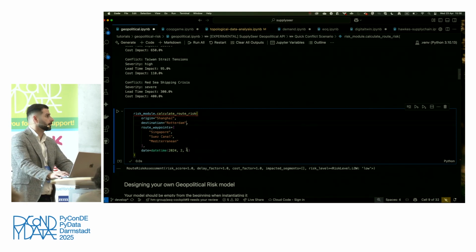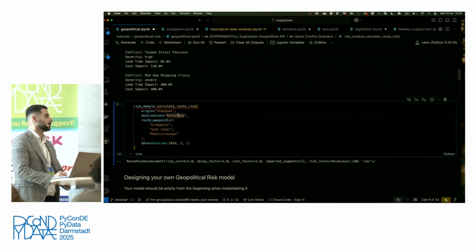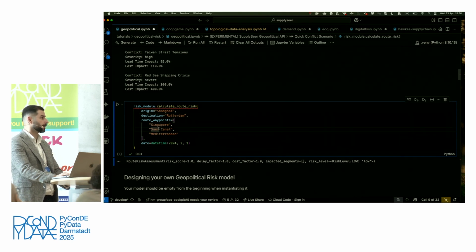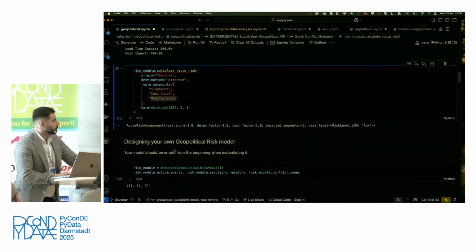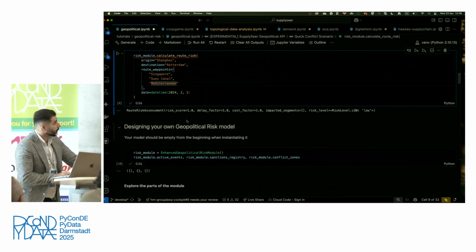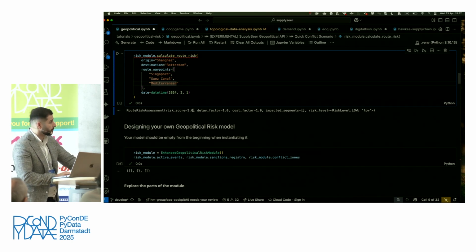Now we're going to calculate the route risk. We're going to say origin Shanghai, destination Rotterdam, and it goes through Singapore, the Suez Canal, and the Mediterranean. What it gives us is the risk level is low. There are no impacted segments, no cost factor, no delay factor, no extra risk.